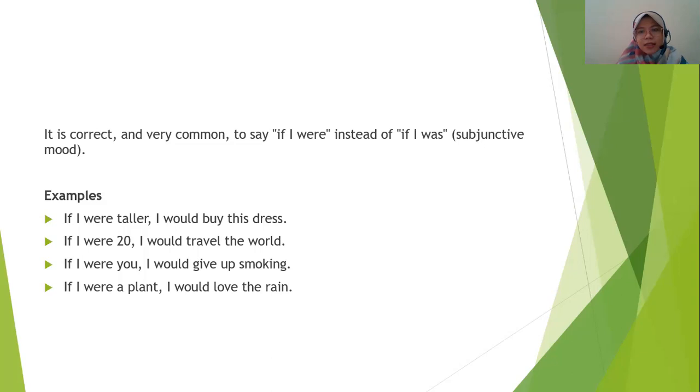So these are more examples. If I were taller, I would buy this dress. Because I'm not that tall, I didn't buy this dress. So this is the type of second conditional sentence. Type 2 of conditional sentence uses facts that are normally the opposite of the type 2 conditional sentence itself.